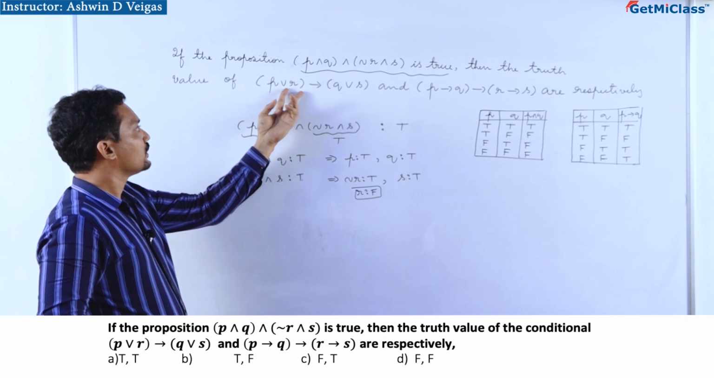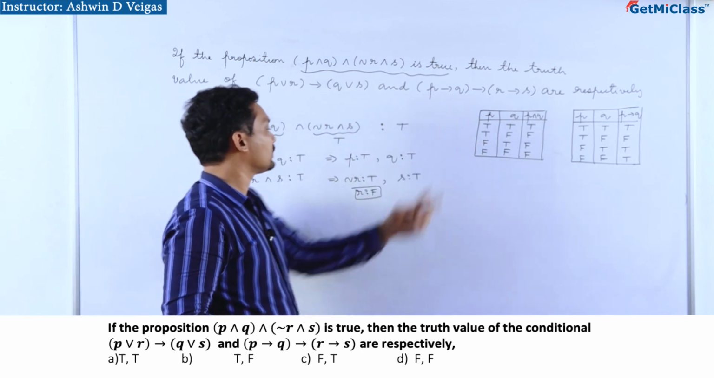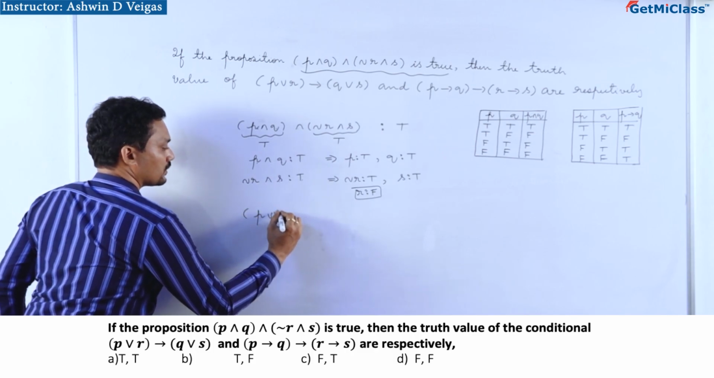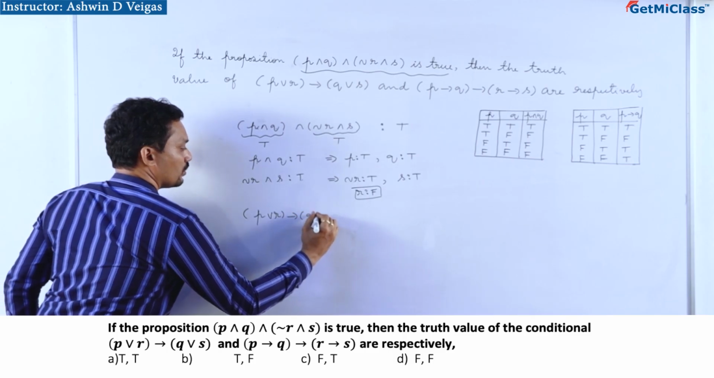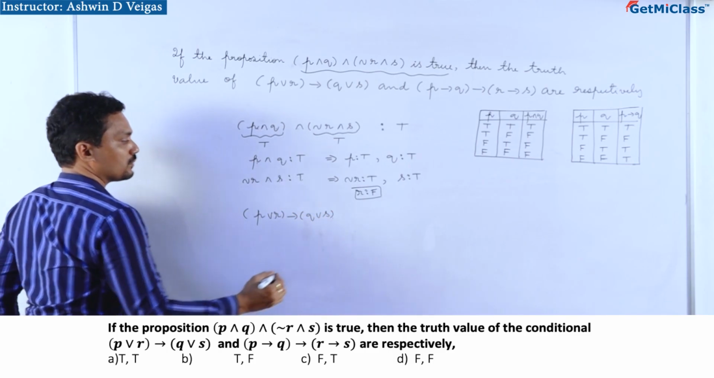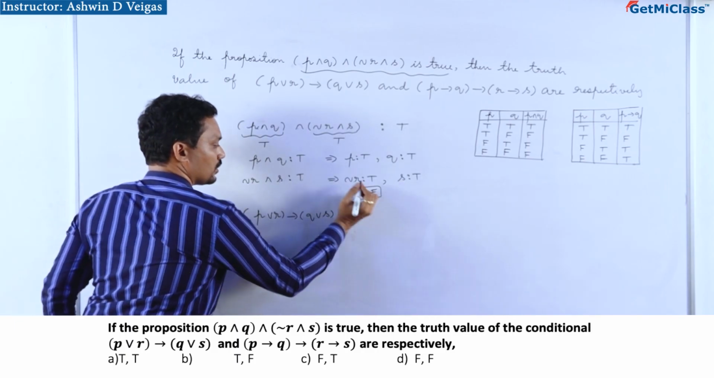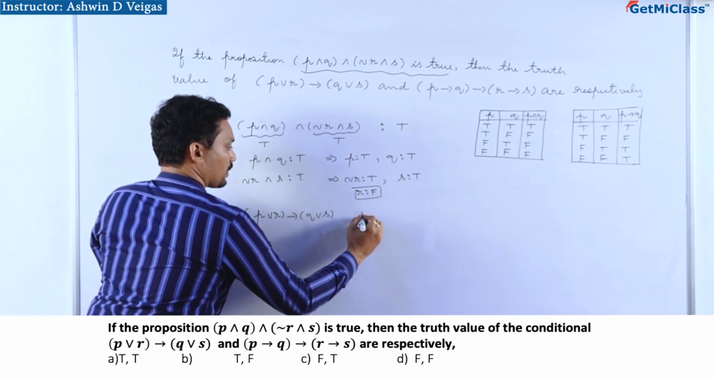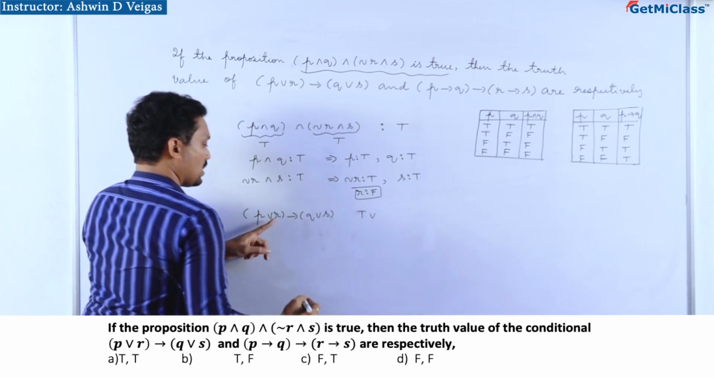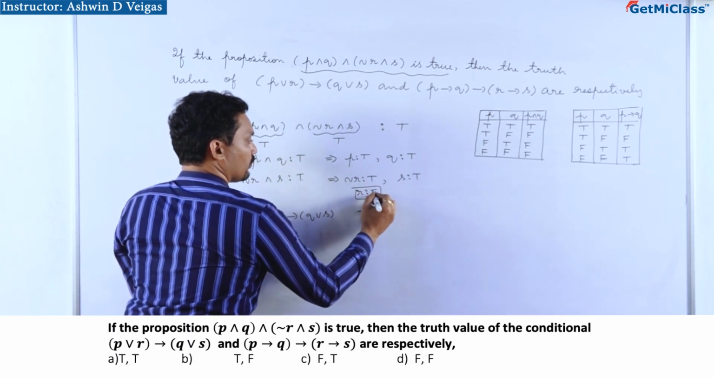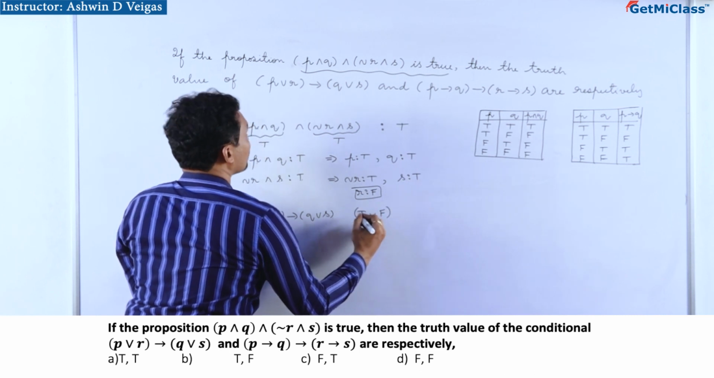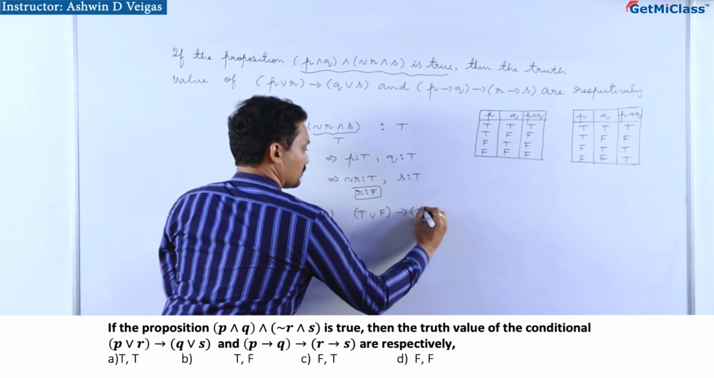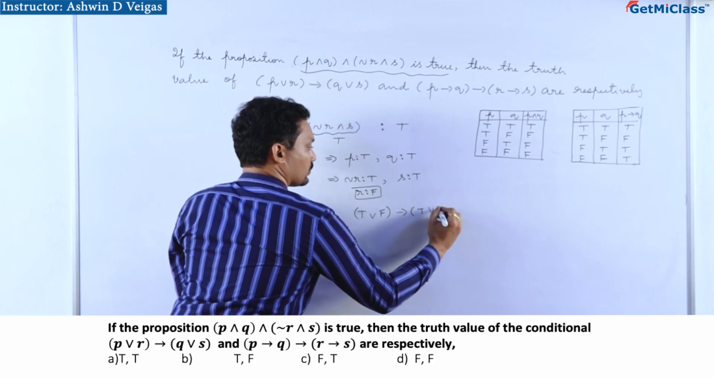Now, let us go to this. We have to find what is the truth value of this and this. Now, we will go to (P or R), then (Q or S). Now, we will substitute the values. P is true or R is false, then Q is true or S is true.